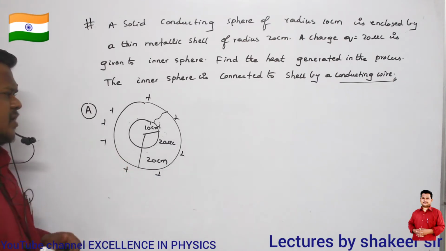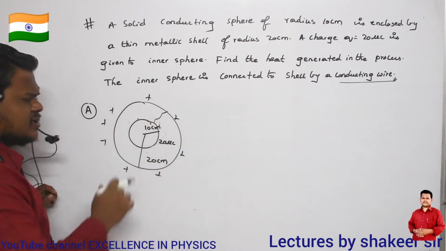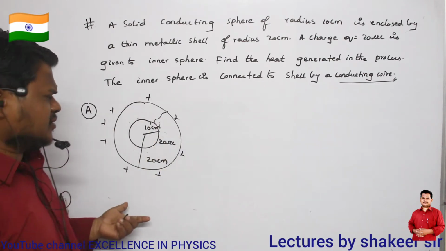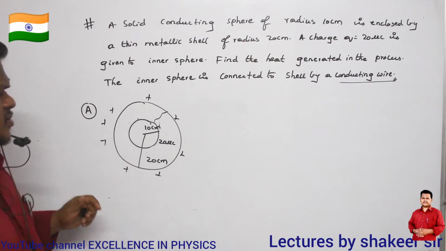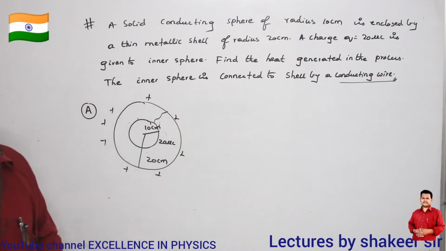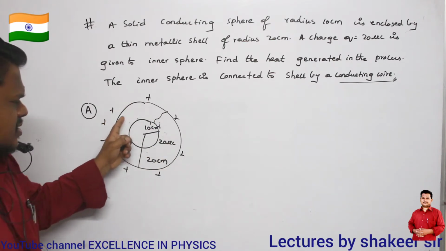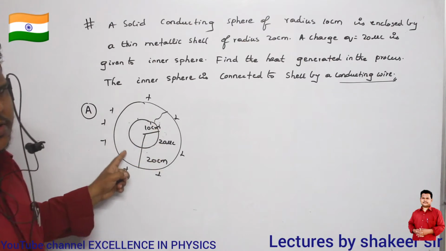Now what is the reason? Because inside this bigger shell, the electric field is always zero. If the electric field is zero, potential is a constant. So wherever you take inside this shell, potential will be the same everywhere. That's what we have studied. So whatever is the potential of the outer surface, the same will be the potential of the inner sphere also.